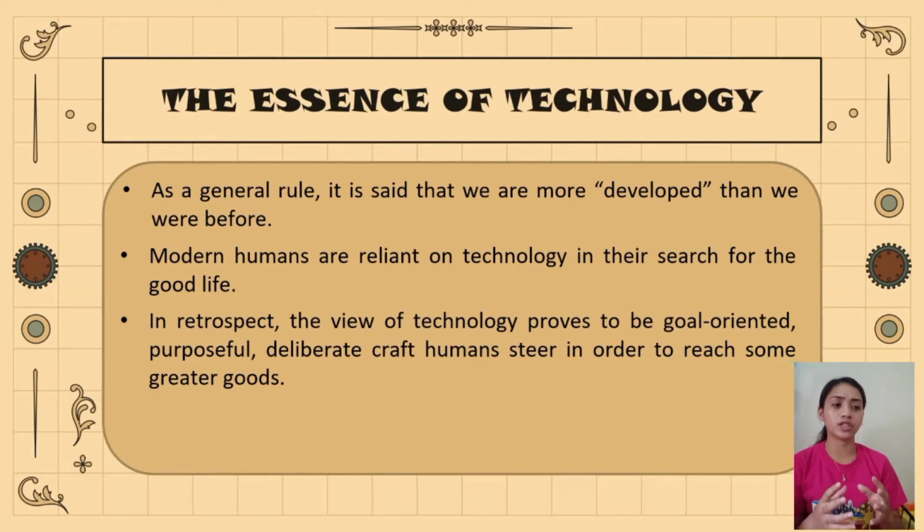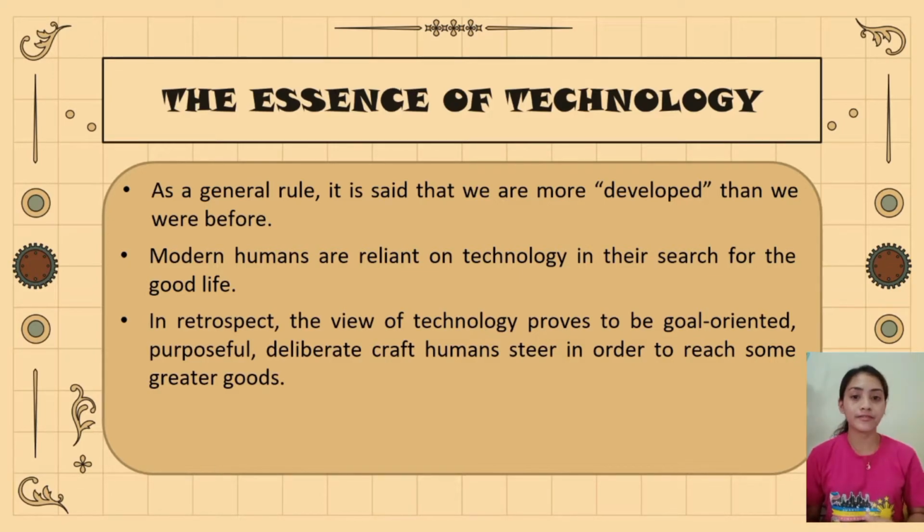The view of technology proves to be goal-oriented, purposeful, because even before the common era and during the common era, they are using different technologies for survival and for search for food. So in the advent of postmodernism, people began to question if anything is deterministic at all.